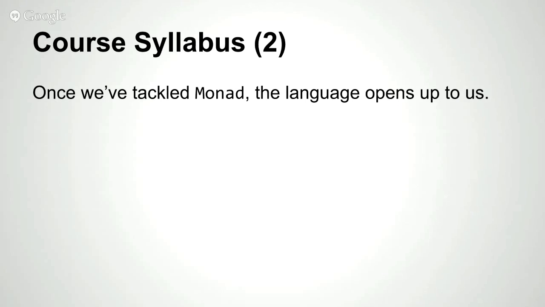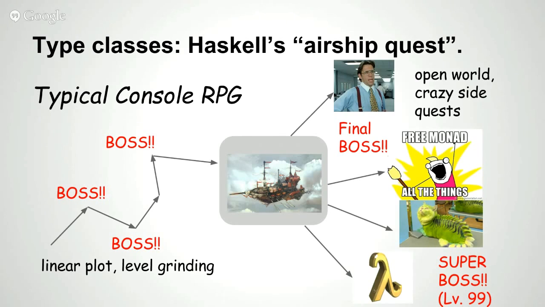Now, once we've tackled monad, and realistically, it's probably going to take a couple more lectures to show how all these ideas fit together, the language really opens up to us. I think of type classes and the monad concept as like the airship in a console RPG. You've got this linear plot, you fight this boss, you collect that item, you fight that boss, and then you get the airship and the world just opens up. And there are all kinds of crazy side quests, like you can free the monads, or you can fight the dragon down there, or collect the golden lambda.